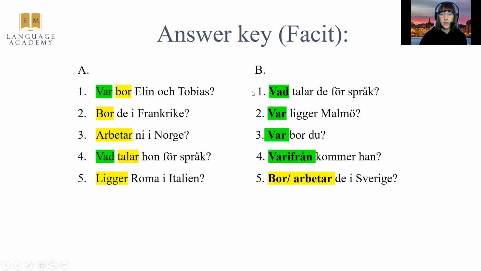Again, we can see that all questions from number 1 up to question 4 consist of the question words vad, var, and varifrån. And then the last one, "de i Sverige." So the verbs that you might have used are bor and arbetar. "Bor de i Sverige?" or "Arbetar de i Sverige?" Do they live in Sweden or do they work in Sweden? And that is it for the exercise.